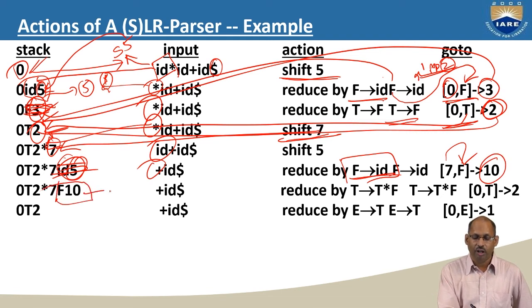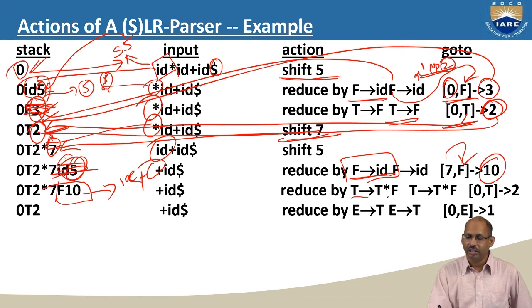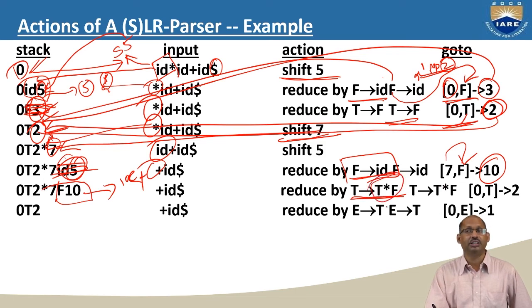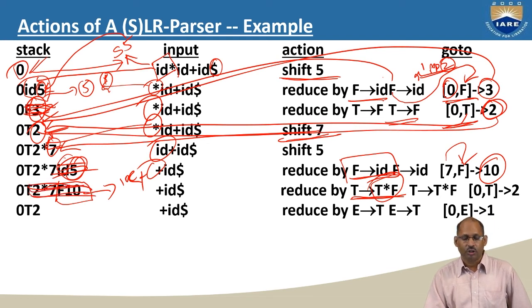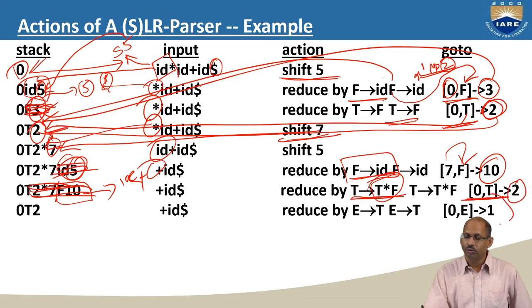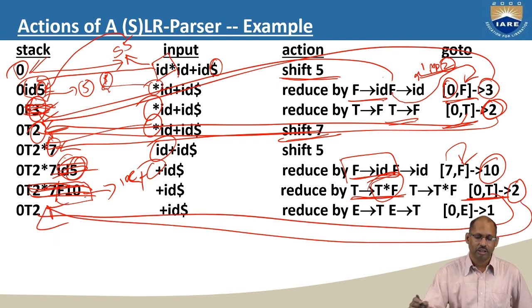Now refer 10 and plus sign. So what is it giving? It is giving reduce production T gives T into F. How many elements? 3 elements. So pop 6 elements. Now what is 0 and T? 0 and T is 2. So move this T and this 2 into the stack.